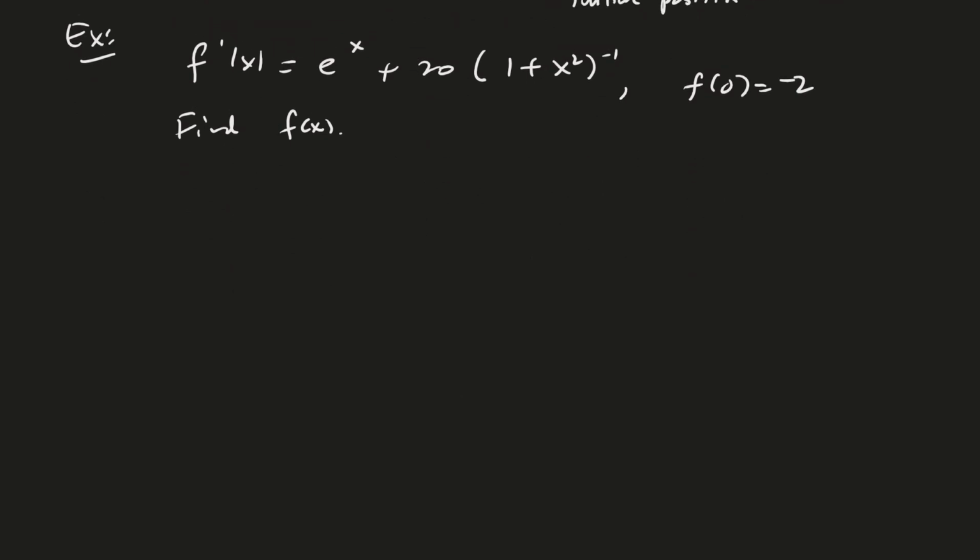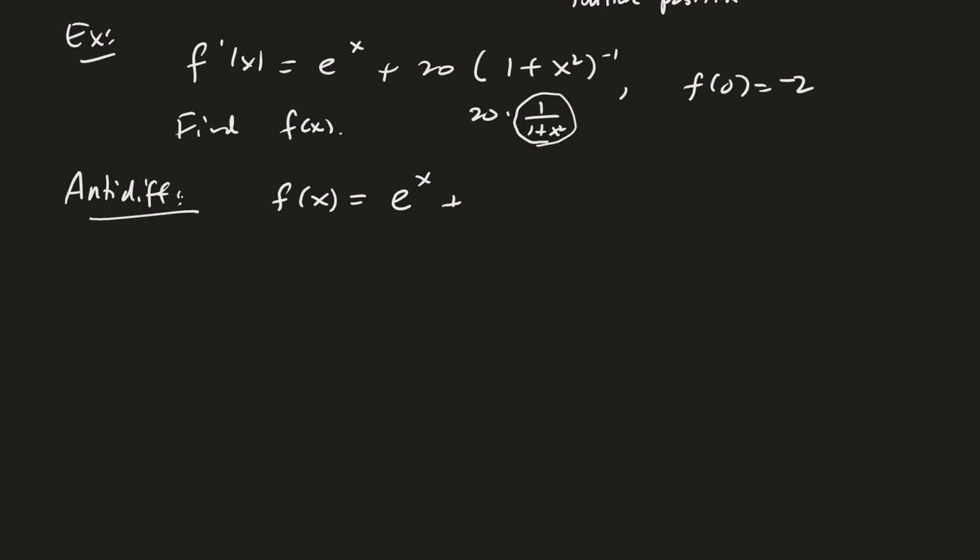Well, first we would want to anti-differentiate so that f of x is going to be e to the x plus, now this is 20 over 1 plus x squared, or I should say 20 times 1 over 1 plus x squared. And do you remember seeing this expression before? That's the derivative of the inverse tangent function. So this is going to be e to the x plus 20 times the inverse tangent of x plus c.